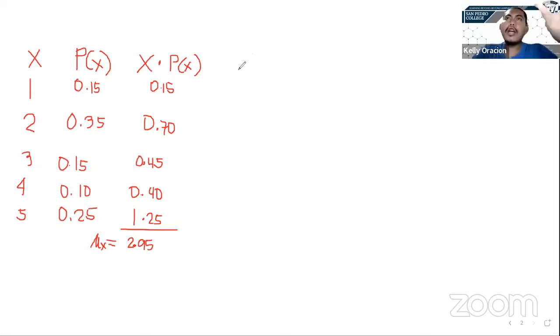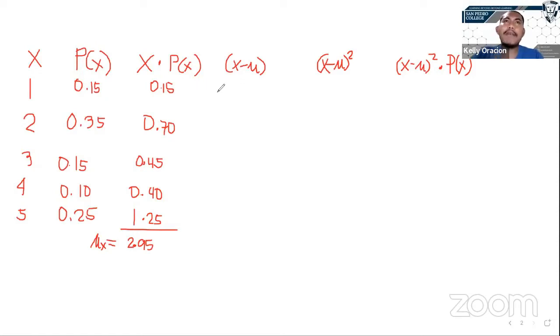We have this table. You are going to create this table. X, then X minus mean, then X minus mean squared, then the last is X minus mean squared times P of X. Okay. Our X is 1. 1 minus 2.95 is negative 1.95. Right?